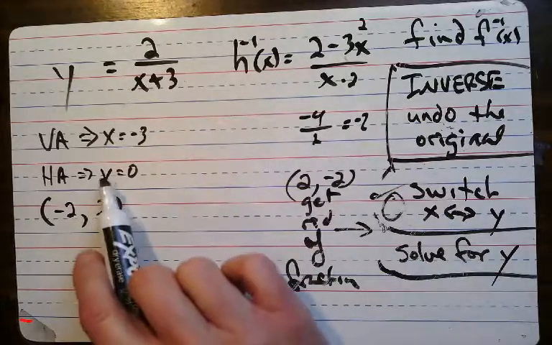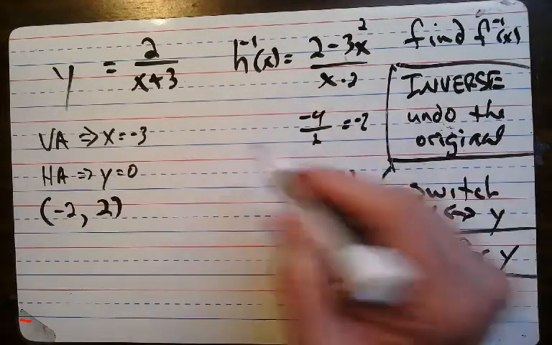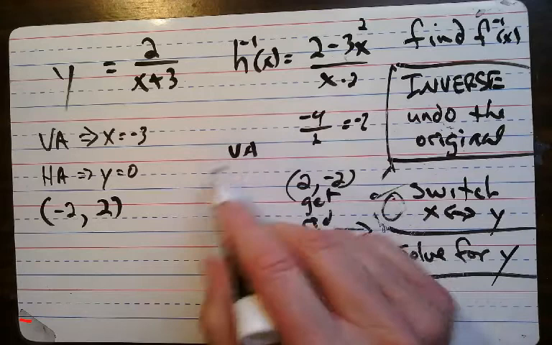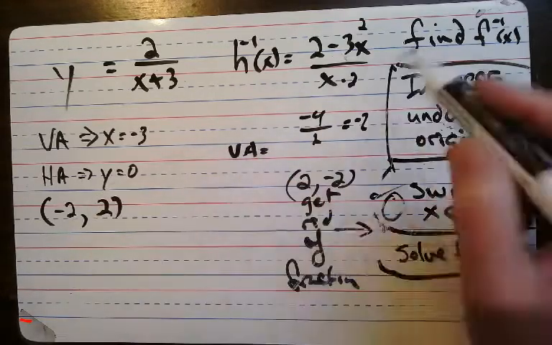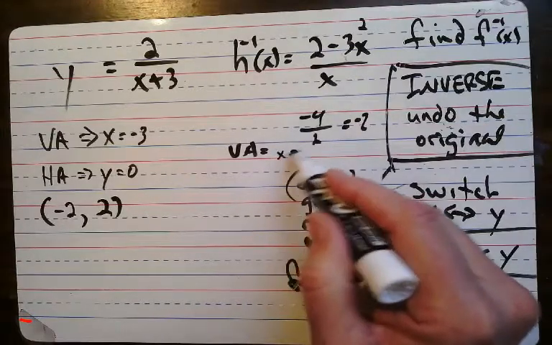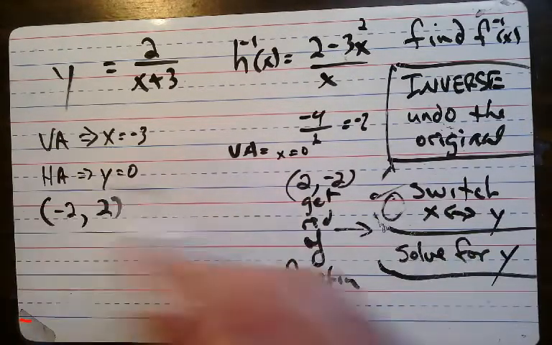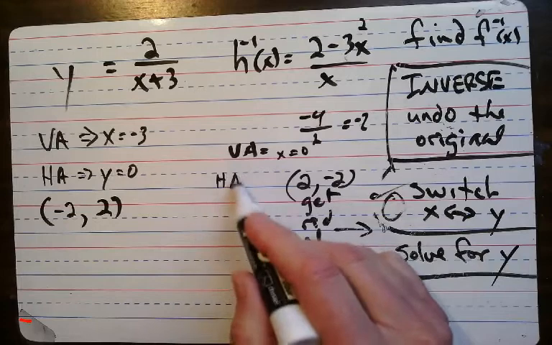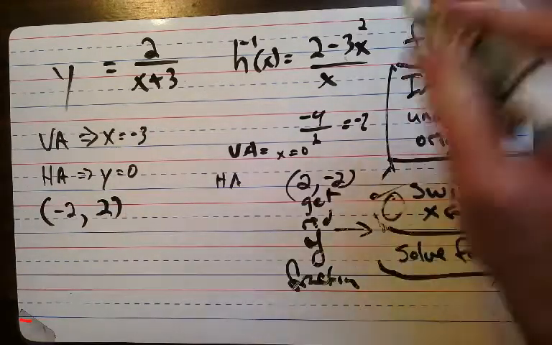What about the horizontal asymptote? It has to be the vertical asymptote. So the vertical asymptote has to be 0. So let's see. What makes the bottom of this equal 0? 0. Easy smeezy. Okay, how about the horizontal asymptote has to be switched too. It has to be y equals -3.